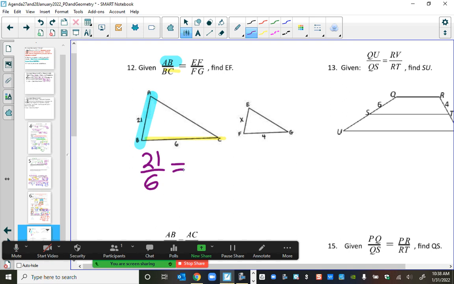So AB over BC, and then for this one, EF, that's an X, we don't know it. FG, we know is 4. Do we have enough information to solve for the X? All right, real quick, knock that out. You've got a quick minute to knock that out.